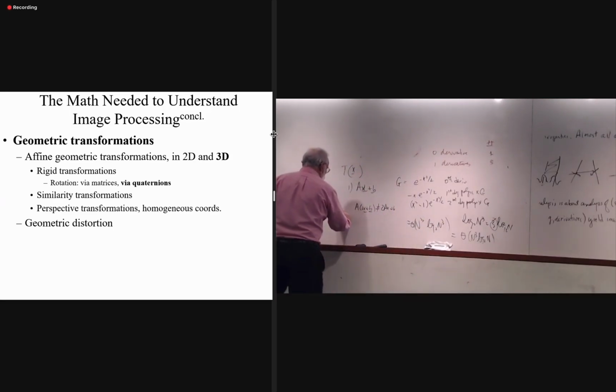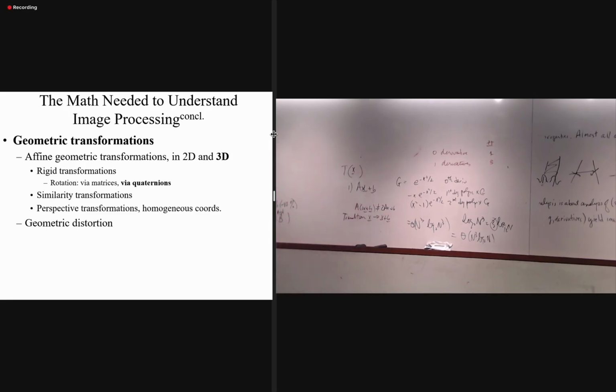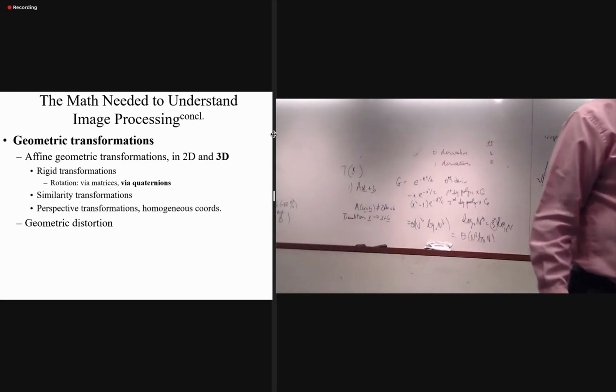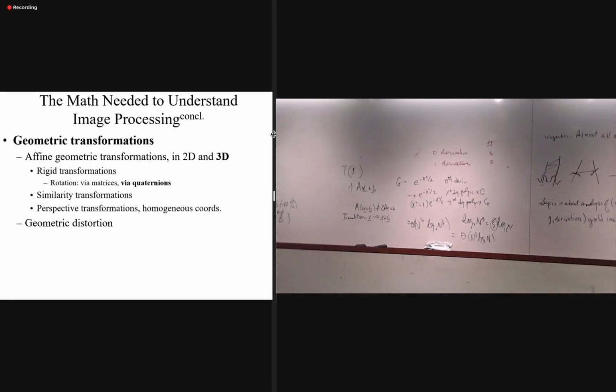Translation: we simply add a constant vector to x. It's affine with the A being the identity matrix, right? But rotation is painful, more painful in 3D. And we know already how to do it with the rotation matrix.